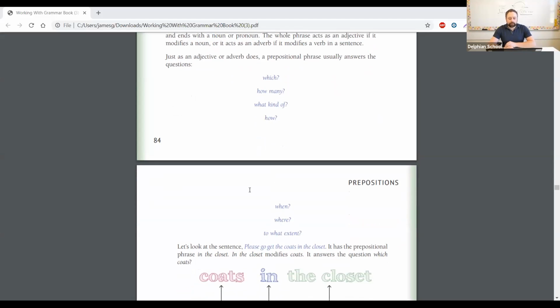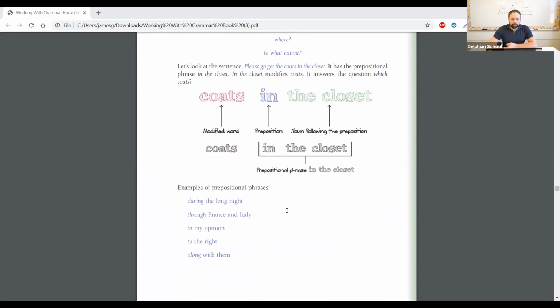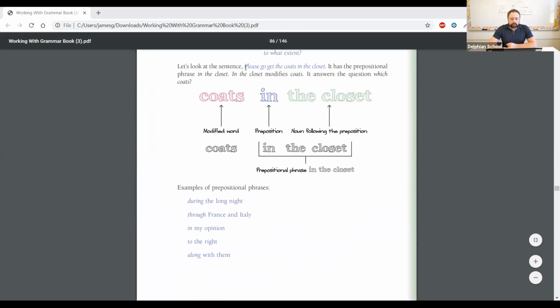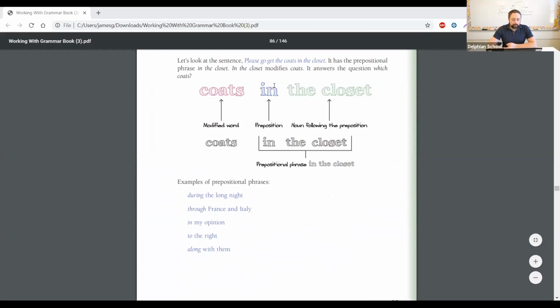So the prepositional phrase can answer all these different types of questions here. They're going to do another example sentence. Let's look at the sentence, please go get the coats in the closet. It has the prepositional phrase in the closet. In the closet modifies coats. It answers the question, which coats? So coats is the modified word. In is a preposition. Closet here is the noun following the preposition. And in the closet altogether acts as a prepositional phrase.